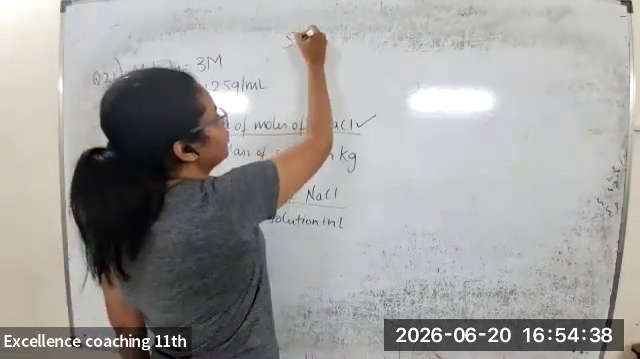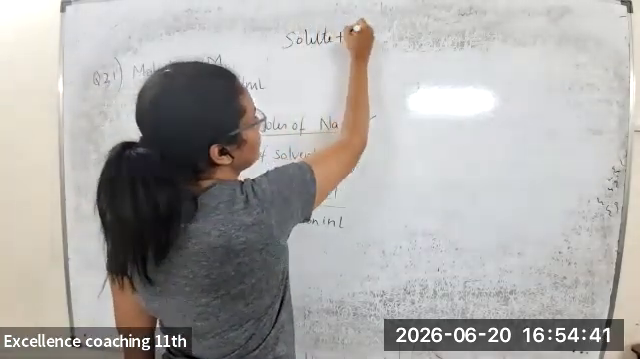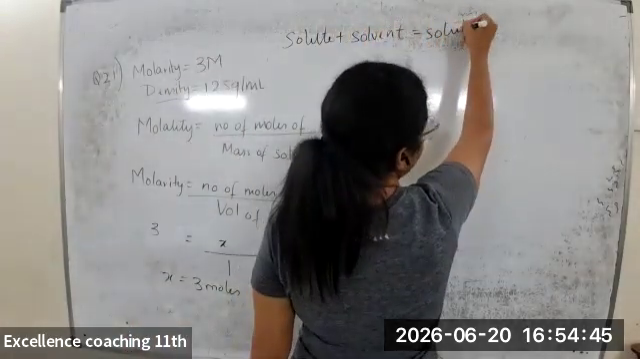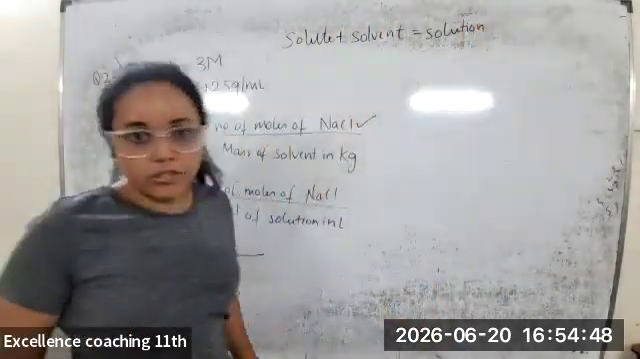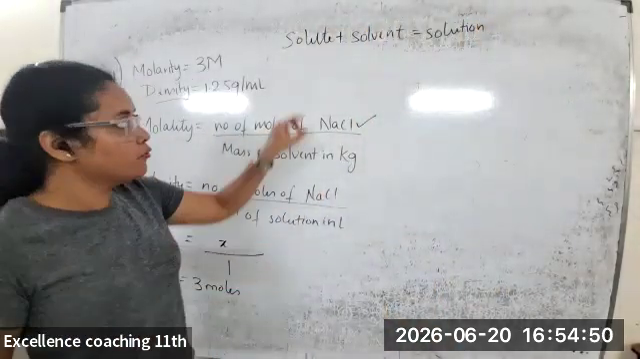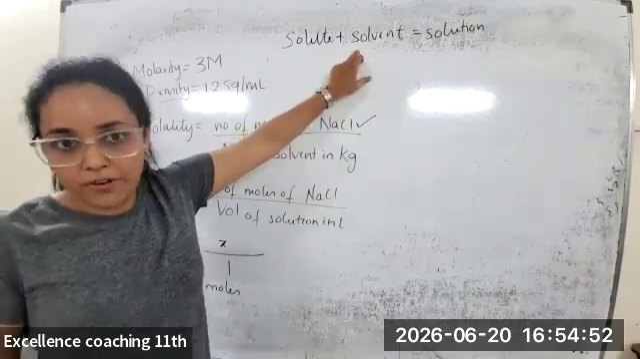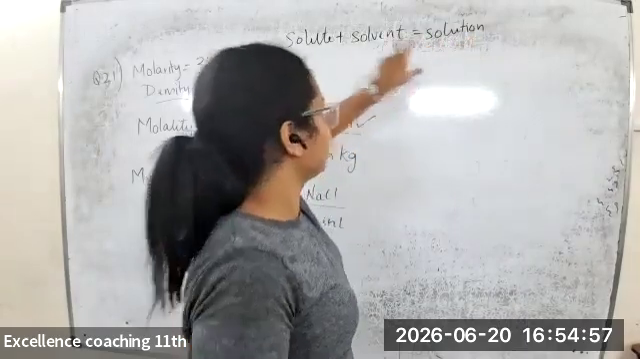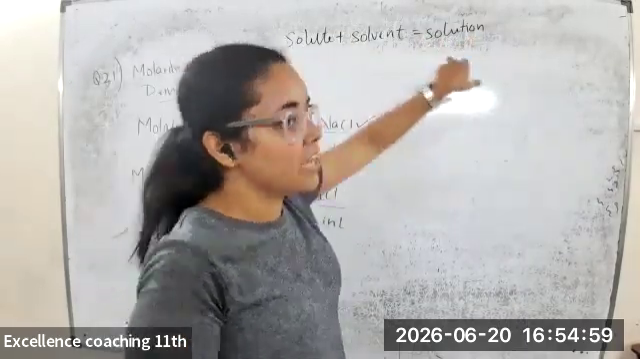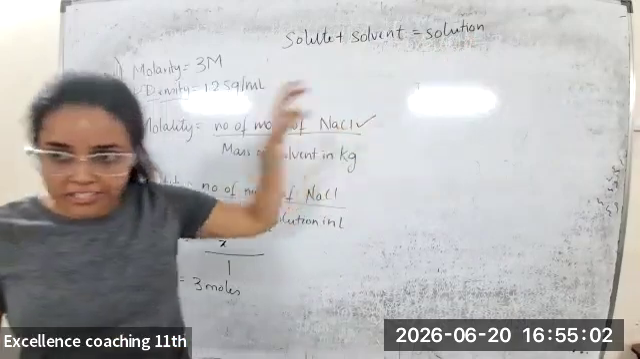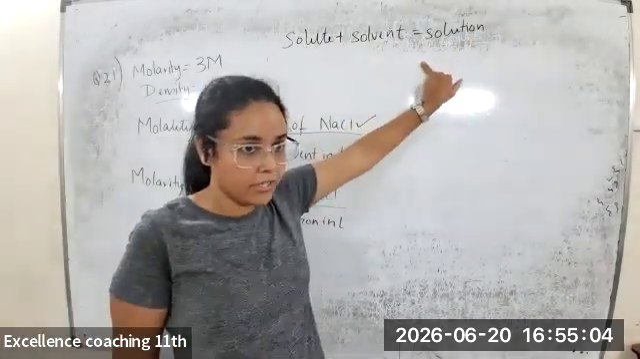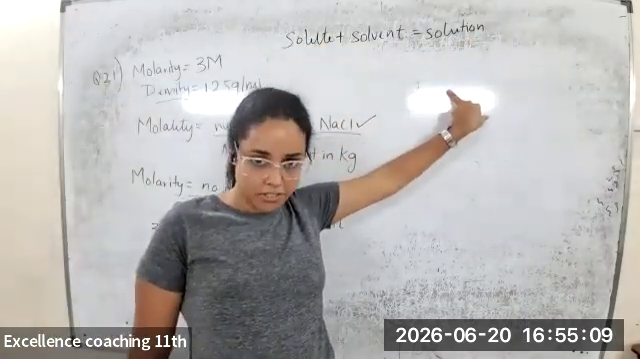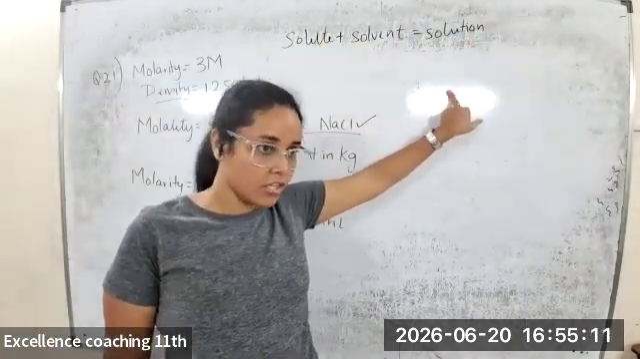We know that if you have solute plus solvent, we get solution. This concept we know. So in order to find the mass of the solvent, we will find the mass of the solute and the mass of the solution. Both these parts we will find out, and then we will subtract the solute from the solution. So that will give us the solvent.